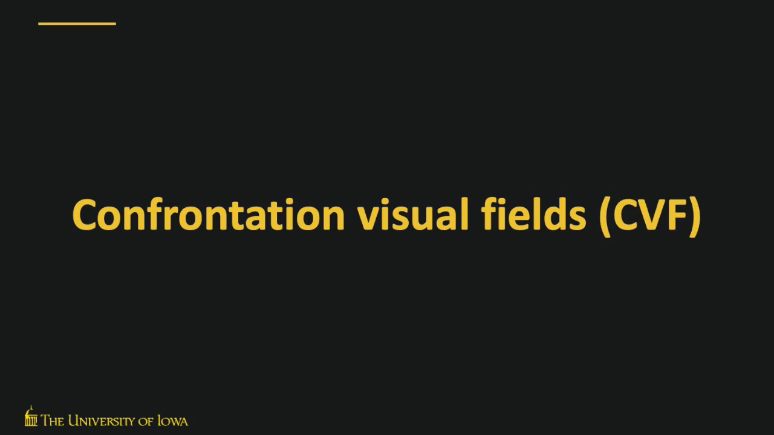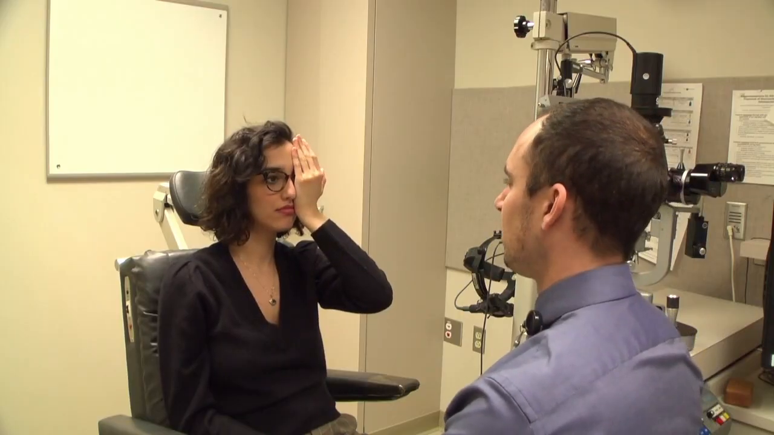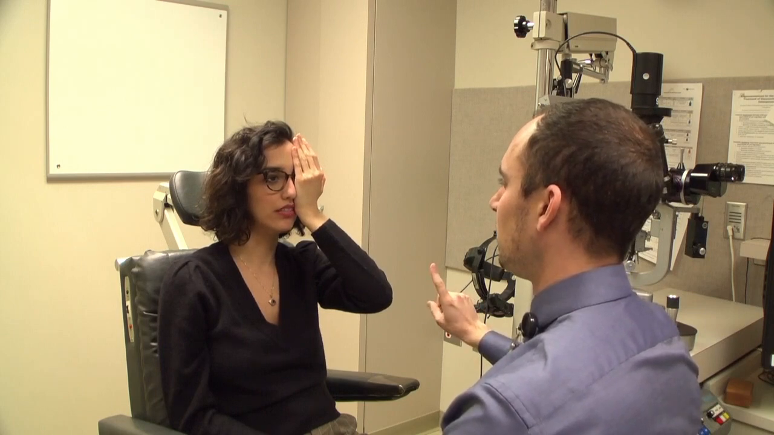Check confrontation visual fields by having the patient first cover their left eye. Ensure the patient is not peeking by having them use the palm of their hand. Start by checking for central deficits by asking whether any parts of your face are missing or distorted. Then check for peripheral deficits.